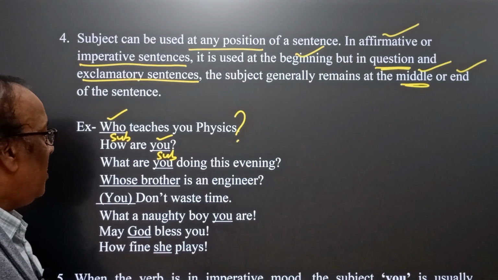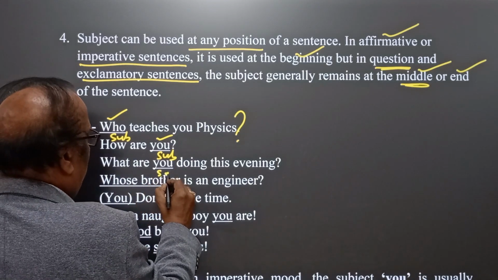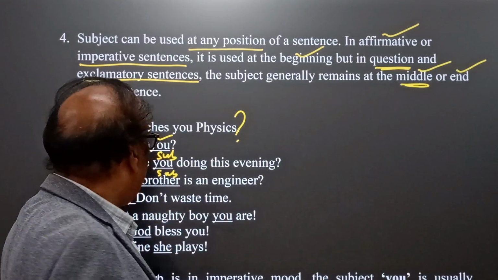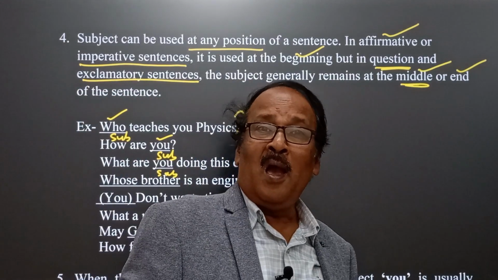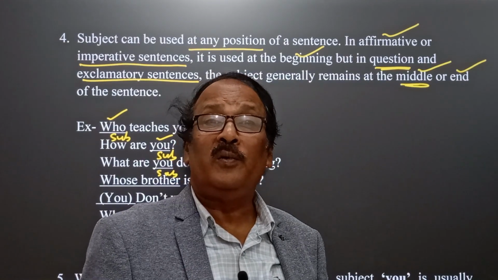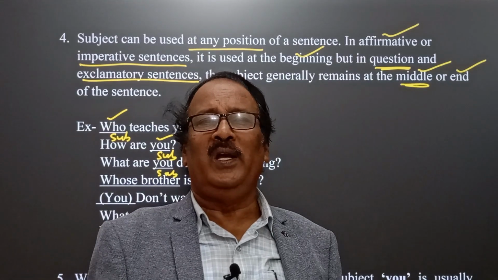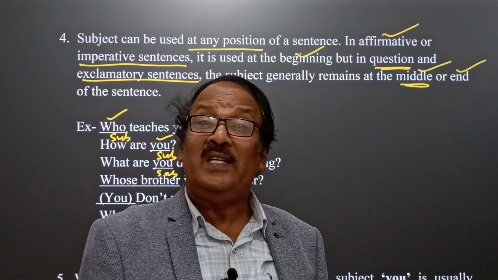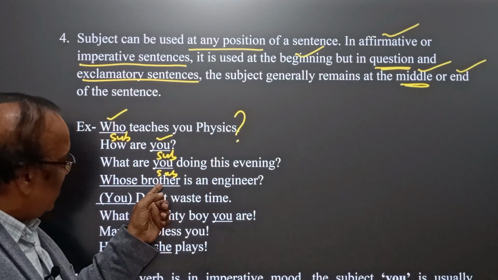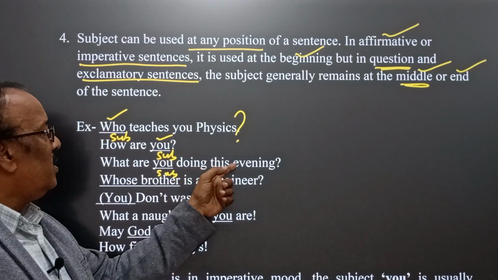What are you doing this evening? Here the subject is you and it is found in the middle of the sentence. I'm shopping. You see, in the place of you, we answer I or we. So, listen, we find that you is the subject and the position is in the middle of the sentence. What are you doing this evening?